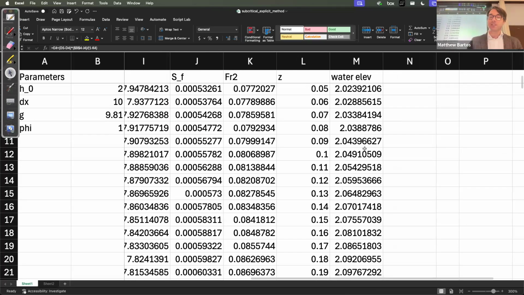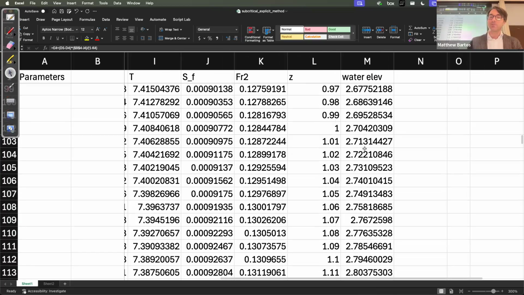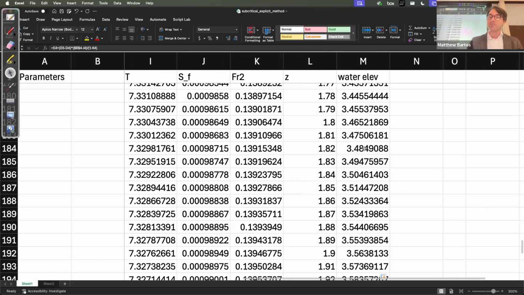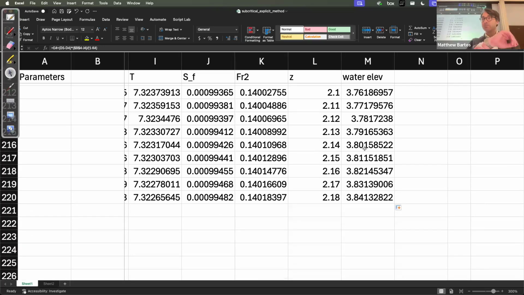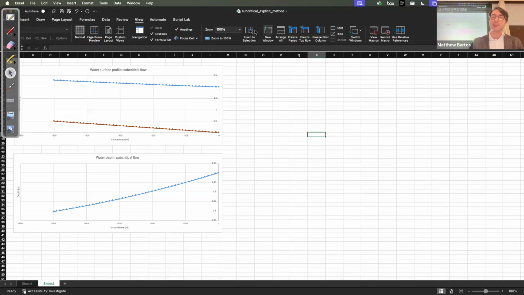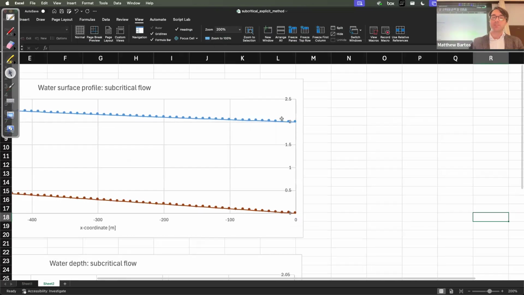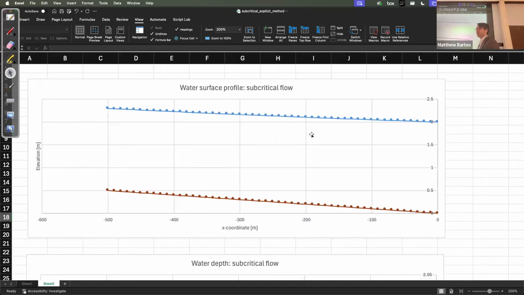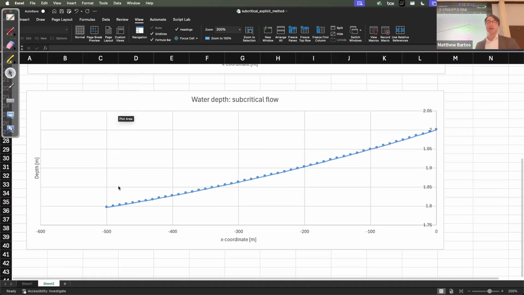We also have the computed water surface elevation. So the water surface elevation is over here on the right. So one thing I want to bring to your attention before the in-class activity, there's a second sheet in this workbook that shows the water surface profile and the depth computed from the first sheet. I'll be around to help in a second. The second sheet has the water surface elevation here in blue over the channel bottom in brown. And the second plot here shows the water depth from the most downstream point on the right all the way to the most upstream point on the left.